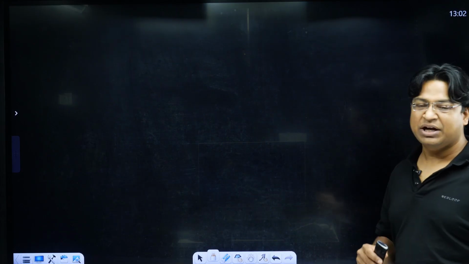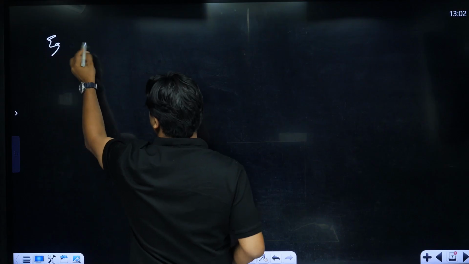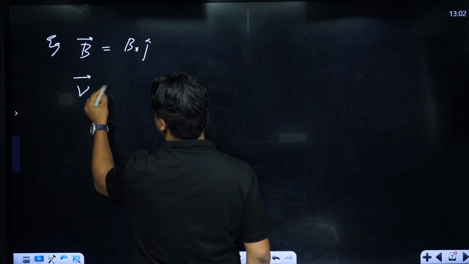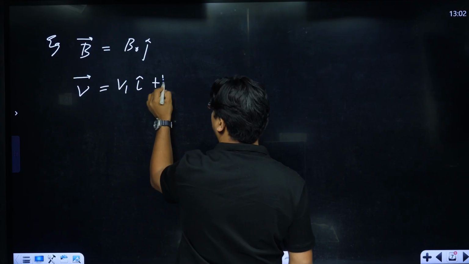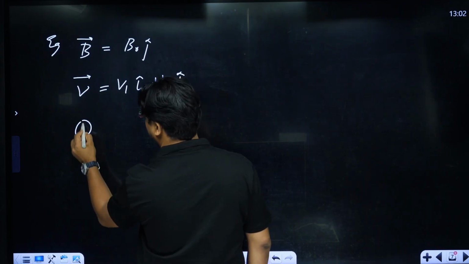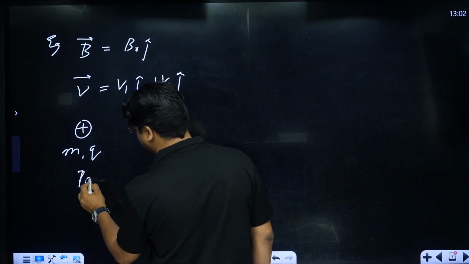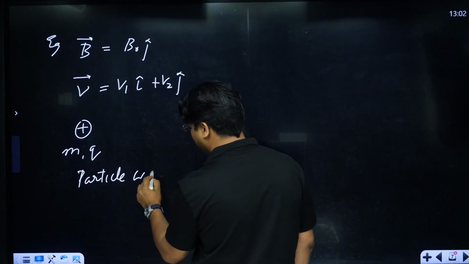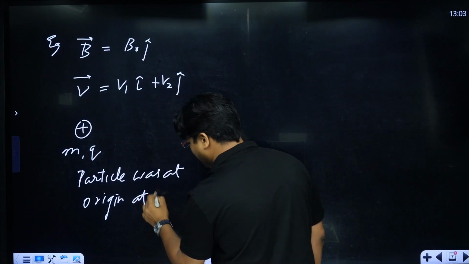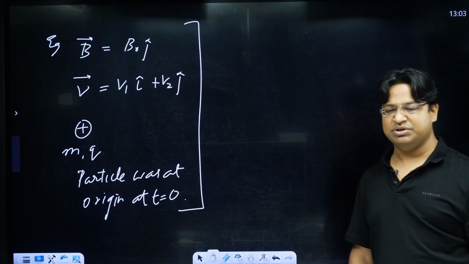Now let me take up a quick example. Suppose we have been given the magnetic field as B naught j cap, and suppose the initial velocity is given as V1 i cap plus V2 j cap. We've been given that the particle's mass is m and charge is q, and the particle was at the origin at t equal to 0. So all this information has been given to us.